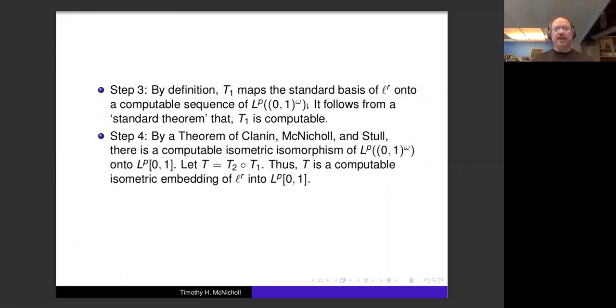Okay, unfortunately, I didn't land in L^p[0,1] here like I wanted to. I landed in L^p[0,1]^ω. No big deal. By a theorem of Clanin, McNicholl, and Stull, there's a computable isometric isomorphism of L^p[0,1]^ω onto L^p[0,1]. So compose those maps and you're done.